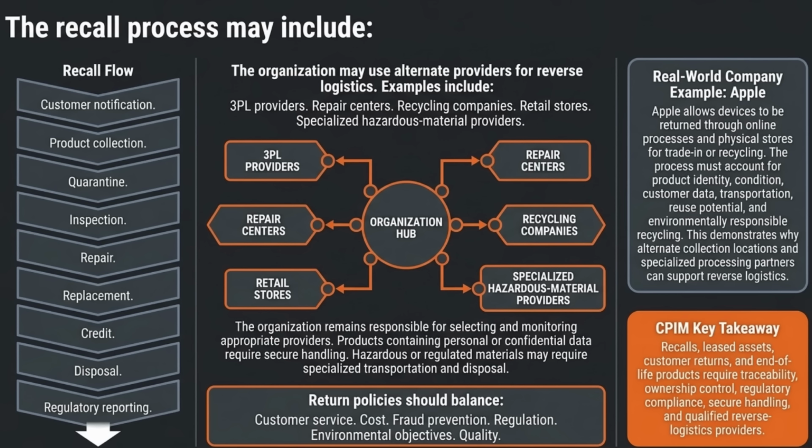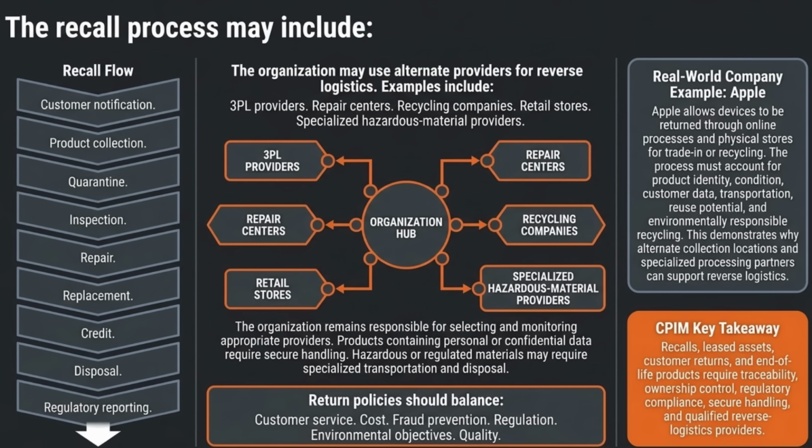The organization may use alternate providers for reverse logistics. Examples include 3PL providers, repair centers, recycling companies, retail stores, specialized hazardous material providers. The organization remains responsible for selecting and monitoring appropriate providers. Products containing personal or confidential data require secure handling. Hazardous or regulated materials may require specialized transportation and disposal. Return policies should balance customer service, cost, fraud prevention, regulation, environmental objectives, quality.